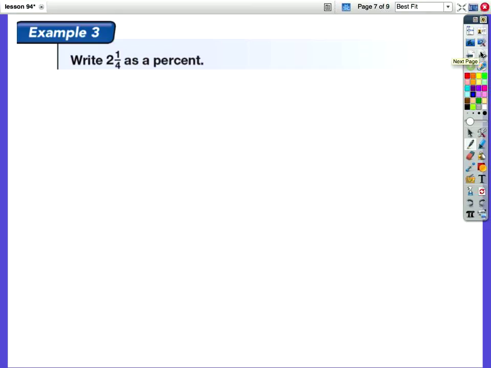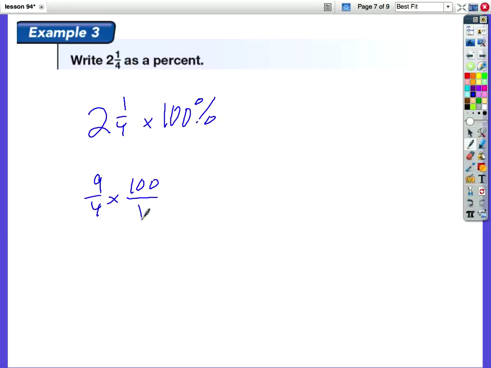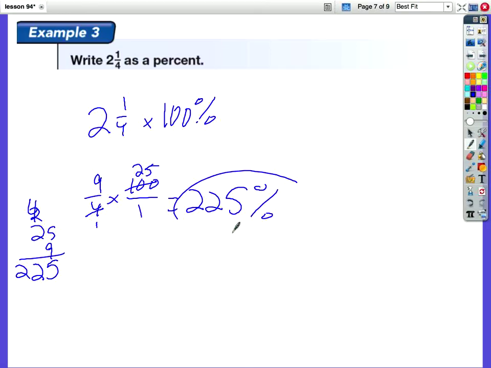Now write 2 1/4 as a percent. So 2 1/4 times 100%. Change to an improper fraction: 2 times 4 is 8, plus 1 is 9/4, times 100 over 1. I'm going to reduce before I multiply because I know 4 goes into 4 once, and 4 goes into 100 25 times. So 25 times 9 should get 225%.